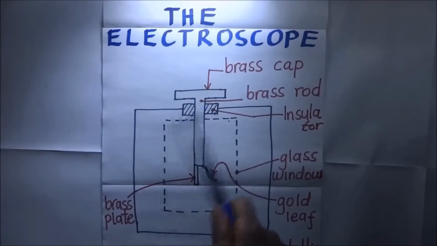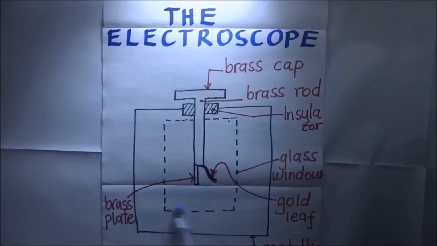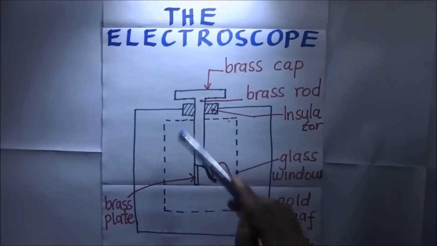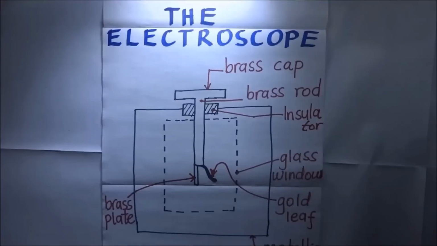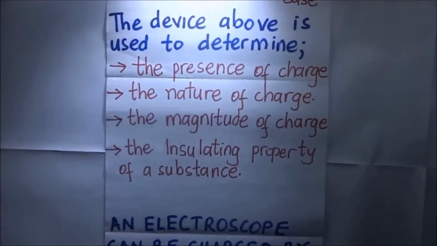This gold leaf electroscope also has got an insulator, and we have a glass window there, and all this is within a metallic case. So now, what exactly is the use of this? This device called the electroscope can be used to detect the presence of charge, the nature of the charge, the magnitude of the charge, and the insulating property of any substance. We'll be looking at those later, but from our write-up here, the device is used to detect the presence of charge, the nature of charge, the magnitude of the charge, and the insulating properties of a substance.